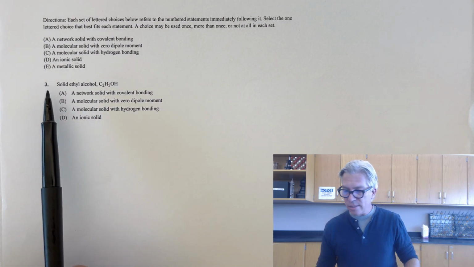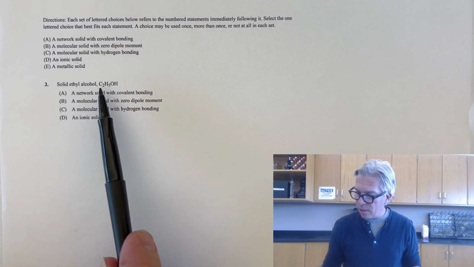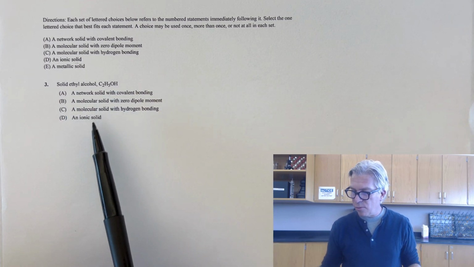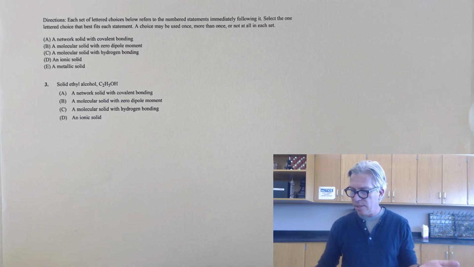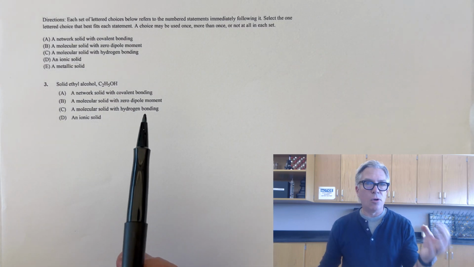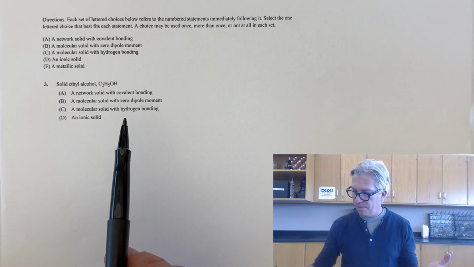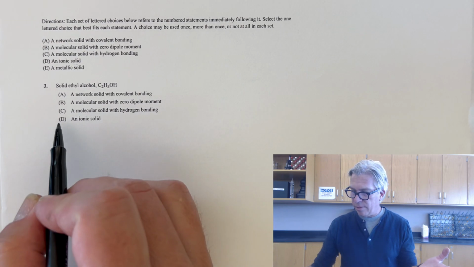So let's just do one of these. Solid ethyl alcohol, C2H5OH, is one of those 4 from this list. So how do we know what it is? I'm thinking carbons, hydrogens, and oxygens, no metals, so it's not ionic. Okay, so get rid of that one.